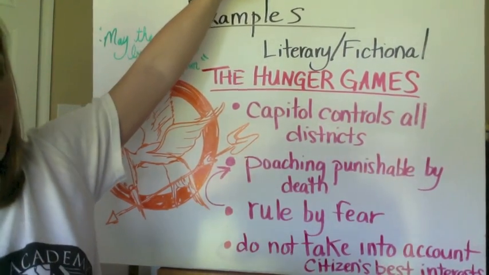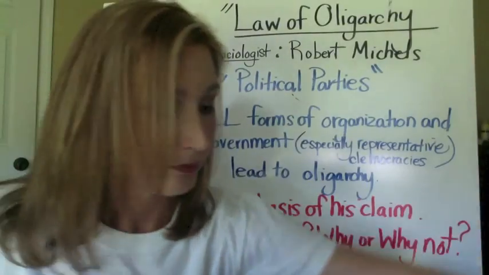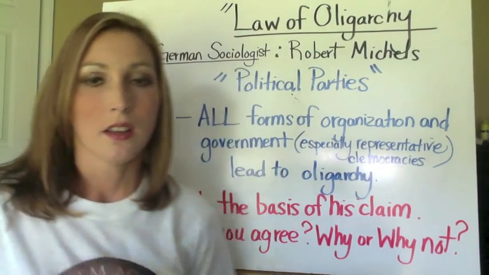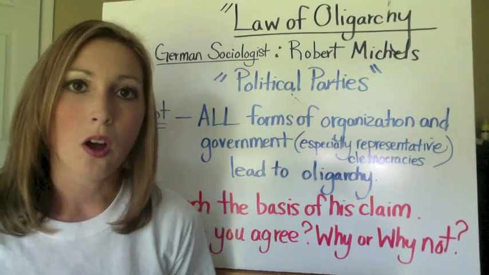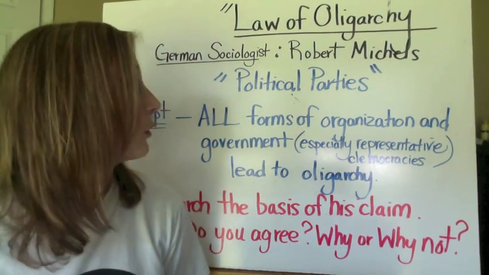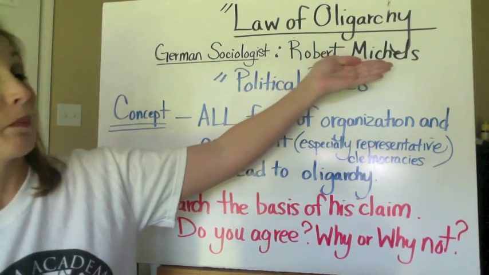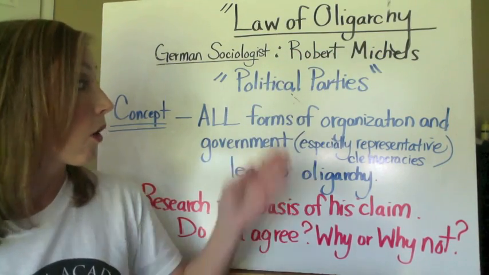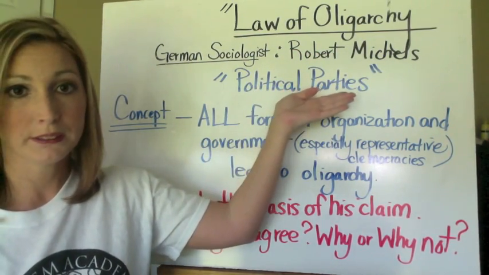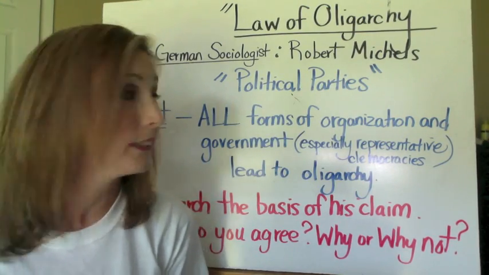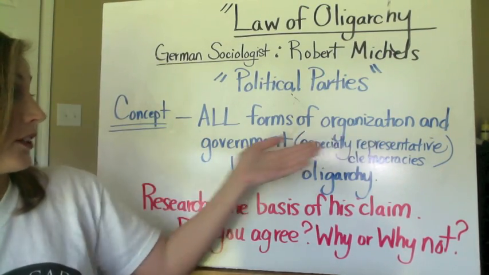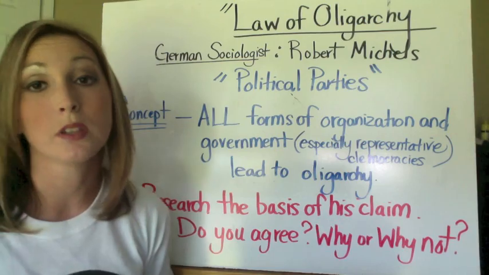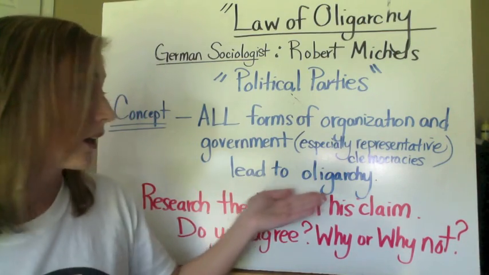With the term oligarchy, there's also the Law of Oligarchy. A German sociologist by the name of Robert Michels, author of the book Political Parties, came up with the concept that all forms of organization and government, especially in representative democracies, lead to oligarchy.